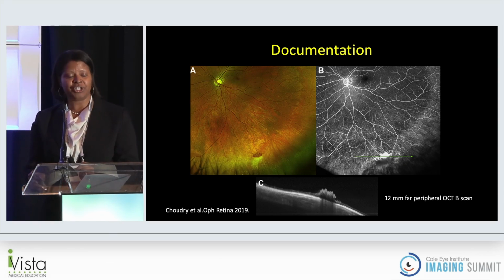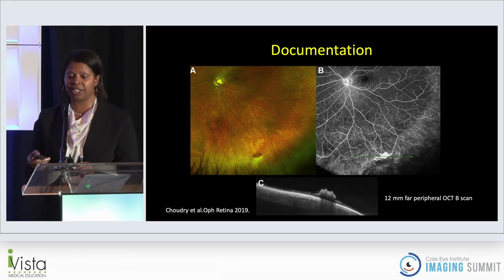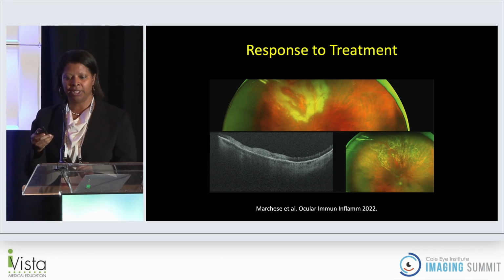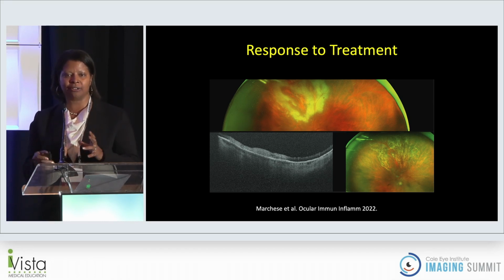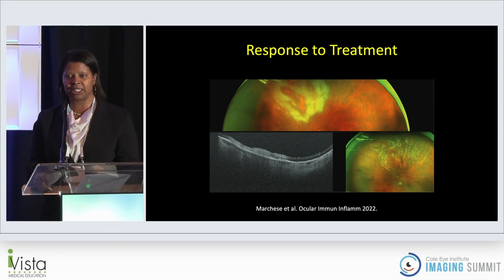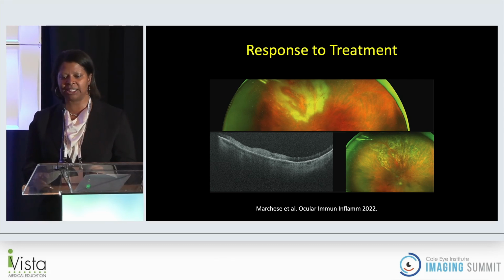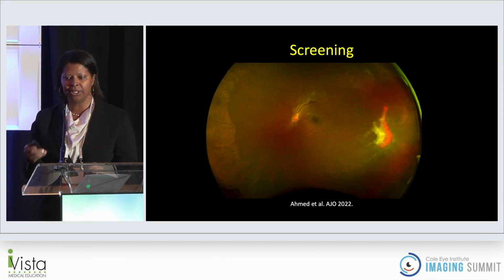So good for documentation. We talked about neovascularization. Again, ultra-wide field imaging can help tell, and this was a 12 millimeter far peripheral OCT-B scan. You can see that elevation there, peripheral neovascularization is nicely imaged. In response to treatment, you can have retinal whitening, and in its more active stage, it's certainly more creamy, more fluffy looking, and you can tell after, for example, once it's a little bit more quiescent and responding to treatment, it's a little bit more sharply demarcated, and the ultra-wide field OCT also helps us with that.